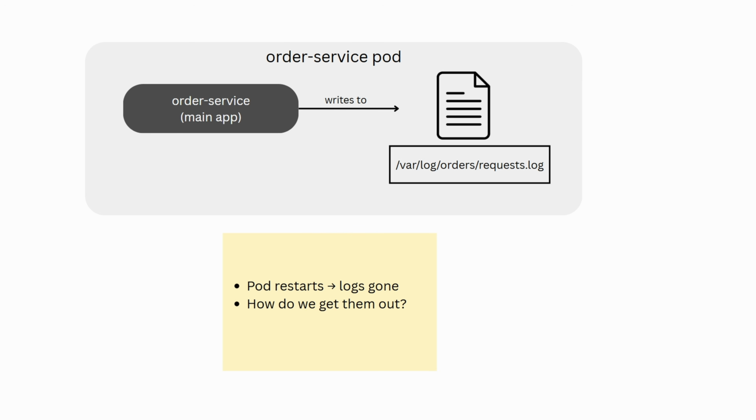We're going to paint a scenario and talk about the problem in this scenario and the solution. Imagine we have an order service, a microservice that processes orders from your customers. It's just a REST API doing one particular task, right? And while it's doing that task, it writes the logs to a file, requests.log. It keeps track of every API call: what was requested, did the order succeed, and how long it took.